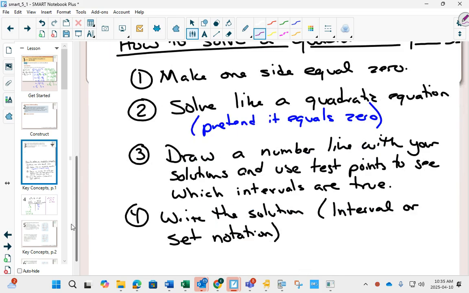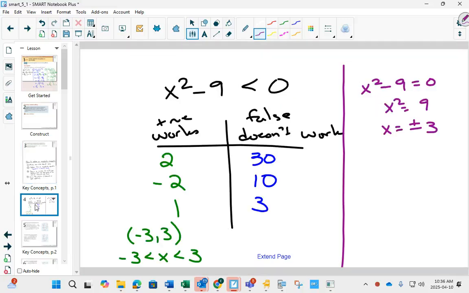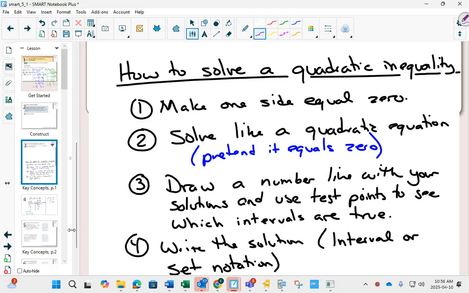That is step 1 and 2. Make one side equal to 0 and solve like a quadratic equation using whatever method you want. We pretended it was equal to 0. Now this is where the stuff becomes new. We guessed and checked, but by solving we find out where it's equal to 0. Those were the key points.